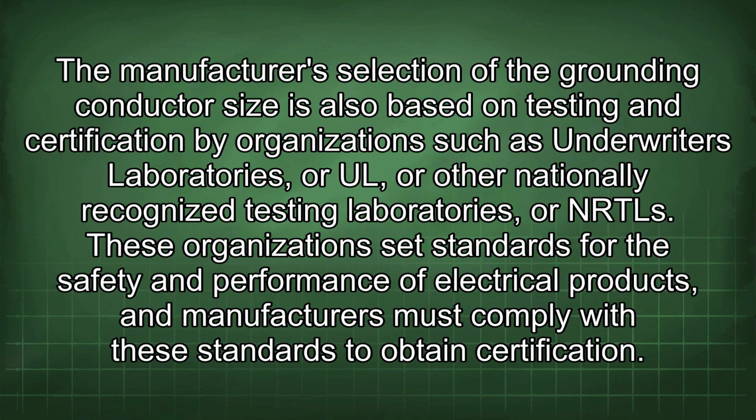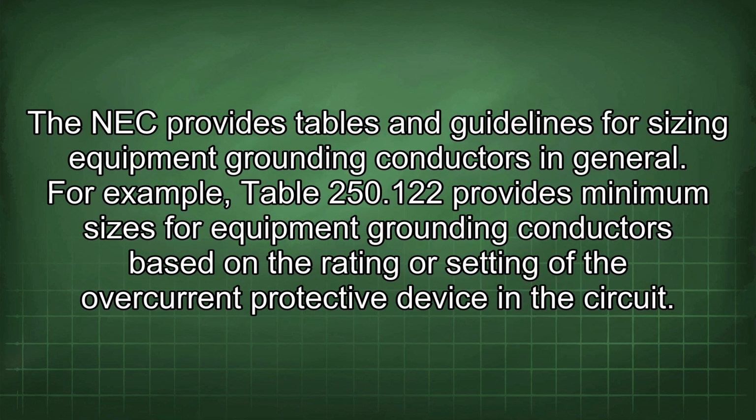The manufacturer's selection of the grounding conductor size is also based on testing and certification by organizations such as Underwriters Laboratories, or UL, or other nationally recognized testing laboratories, or NRTLs. These organizations set standards for the safety and performance of electrical products, and manufacturers must comply with these standards to obtain certification. The NEC provides tables and guidelines for sizing equipment grounding conductors in general.